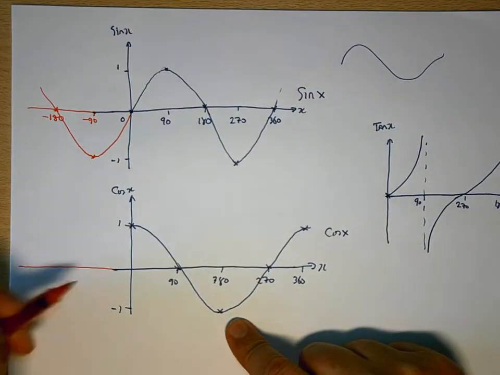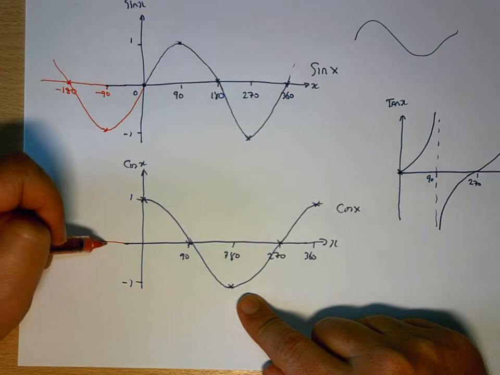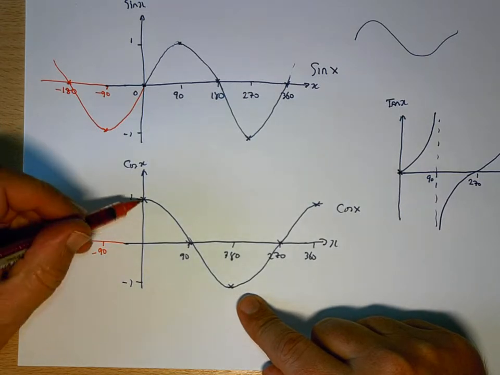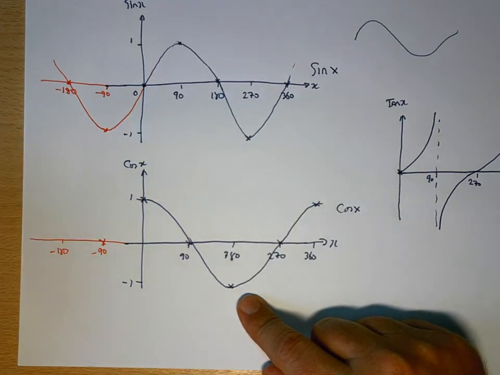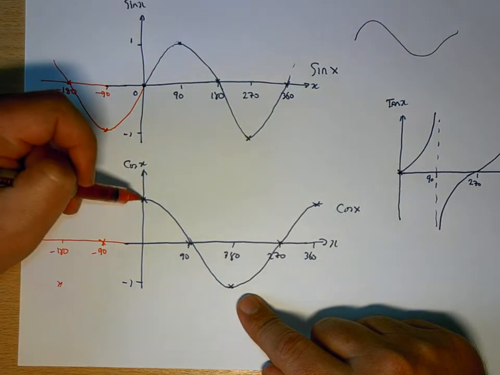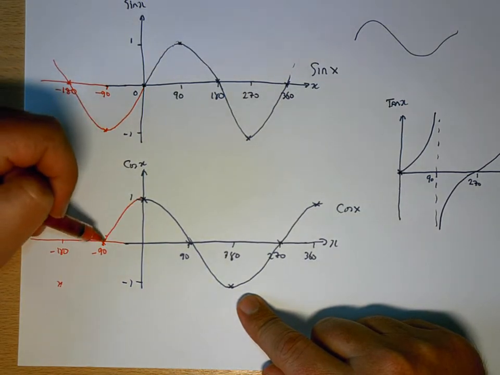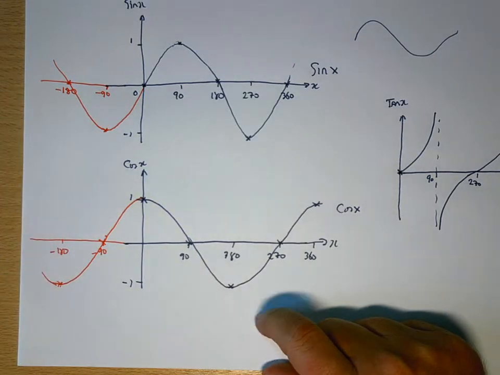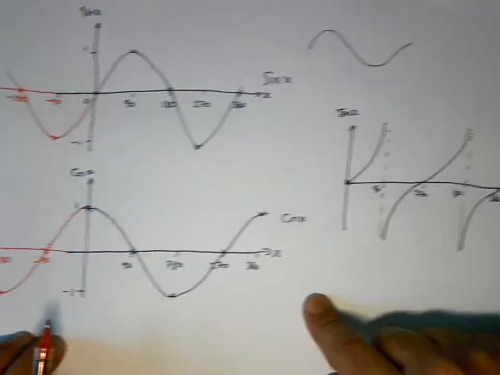And with the cos graph, again, it would be coming down from 1 to 0 there, and then from 0 to -1, and then it would be heading back up again.